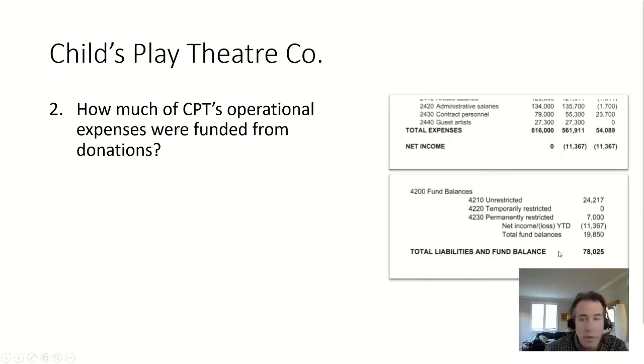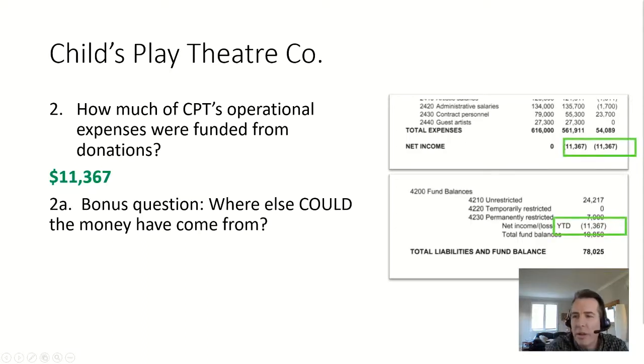But then looking at the donations, which are on the balance sheet, you can see that we had $11,367 coming out of the fund balances. And those are donations, fund balances, unrestricted funds, and temporarily restricted and permanently restricted funds. So the correct answer to this question was 11,367. The money had to come from somewhere, so in order to fund the operation, they took it out of equity.